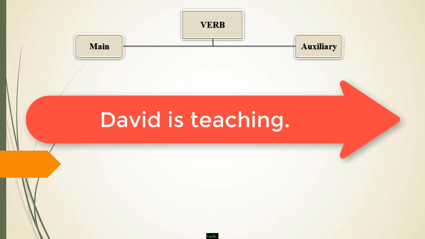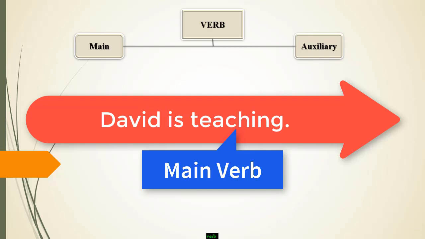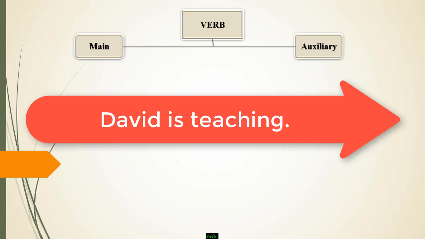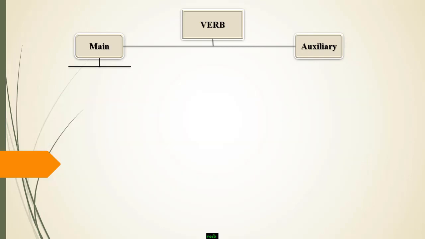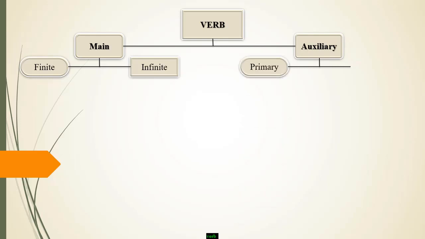For example, David is teaching. In this sentence, teaching is the main verb. Is is an auxiliary verb. A main verb can be subdivided into finite and infinite categories. Auxiliary verb can be subdivided into primary auxiliary and modal auxiliary.